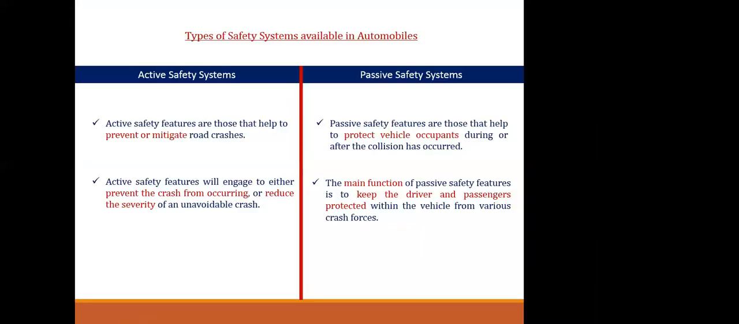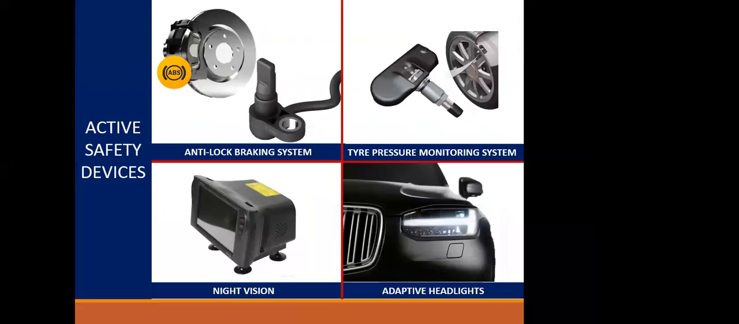Active safety systems are nothing but the devices which have the ability to avoid collisions. They can prevent collisions. On the other hand, your passive safety systems are nothing but the devices which protect the occupants during a collision. They don't have the ability to avoid collisions, but rather, they could save lives during a collision. In simple terms, active devices prevent accidents. Passive devices protect the occupants during or after the accident.